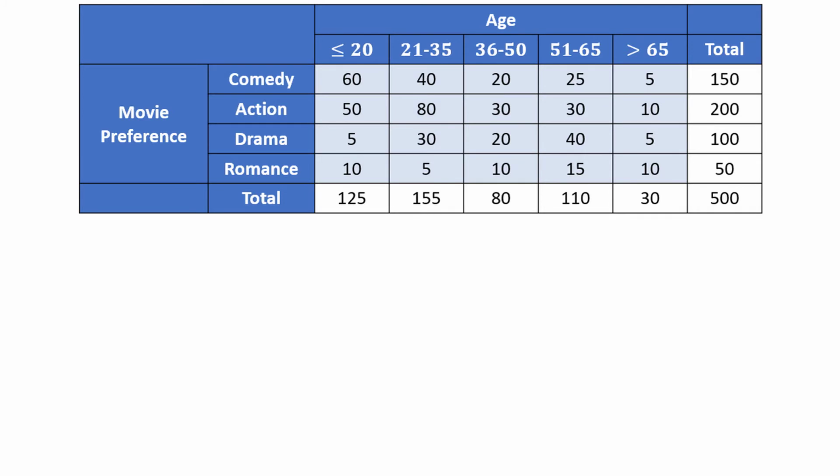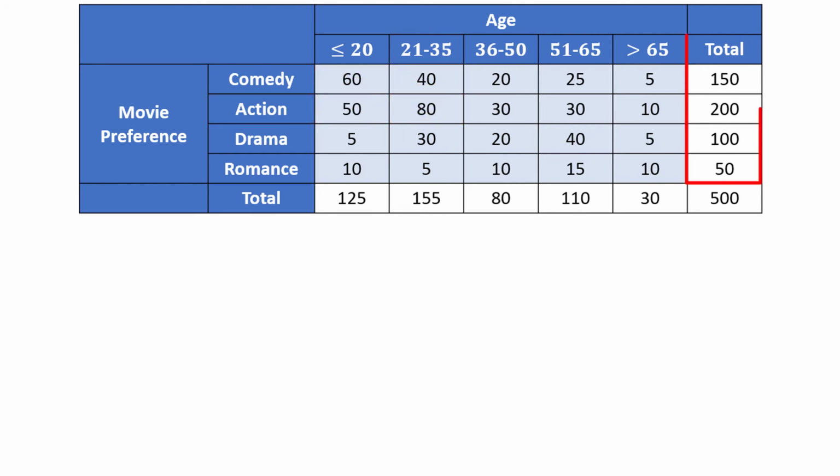The data for a chi-square test of independence will typically be given in what is called a contingency table, which you might be familiar with from your experience with probability. The rows represent the levels of one variable, in this case movie preference, and the columns represent the levels of the second variable, in this case age. The inside of the table lists the number of individuals who have characteristics associated with the intersection of the row and column label, such as age 20 or below and have a favorite movie genre of comedy, to which there are 60 individuals in the sample, or between 21 and 35 years of age and have a favorite movie genre of action, to which there are 80 individuals, etc.